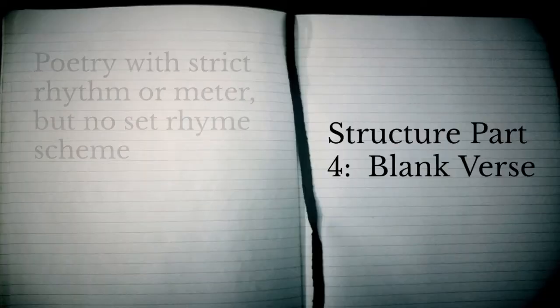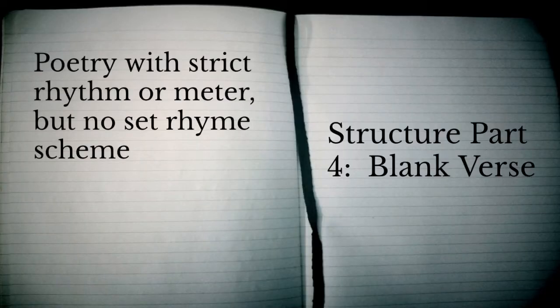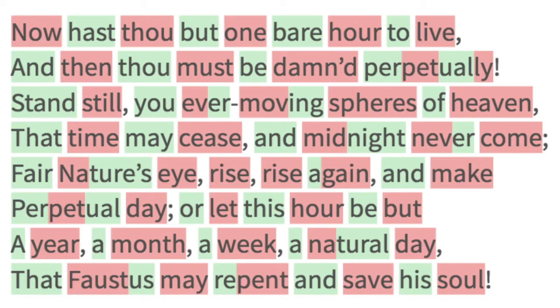The fourth part of what we need to consider is called blank verse. Blank verse is the majority of what Shakespeare was written in. Blank verse is poetry with a strict rhythm or meter, but no set rhyme scheme. The majority of Shakespeare's plays are written in this blank verse. Now, blank verse can come in a variety of different meters, but let's look at an example here. Blank verse is used because it most closely mimics the structure of natural speech, while still allowing the author to apply an overall structure to the poem or to the play, in our case.